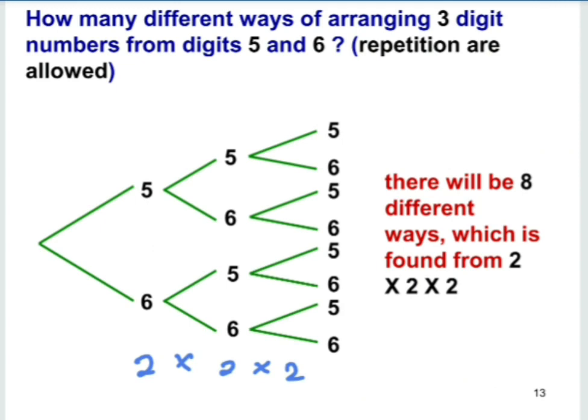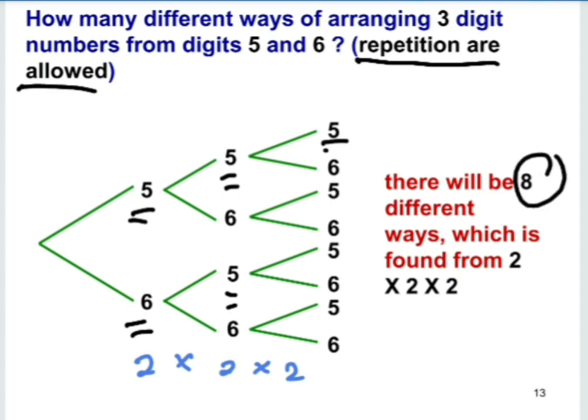Okay, so we look at an example. How many different ways of arranging 3-digit numbers from digits 5 and 6? First, repetition is allowed here. This is a very important piece of information. If repetition is allowed, first we have number 5 and number 6, and then we still have number 5 and number 6 because repetition is allowed. And for the third arrangement, we still have 5 and 6. So we multiply everything. The answer will be 8.